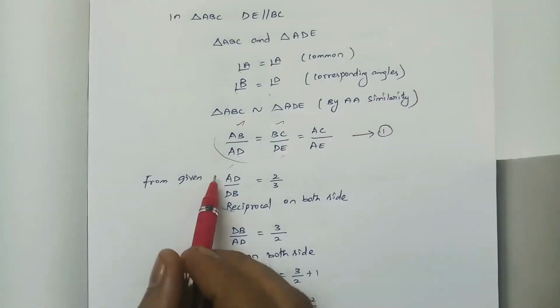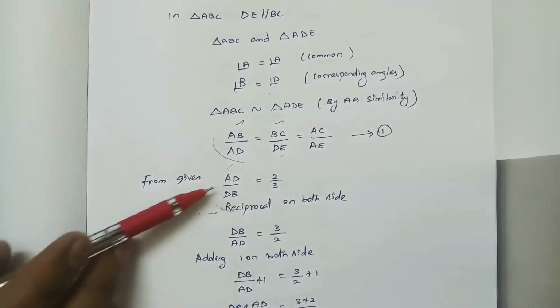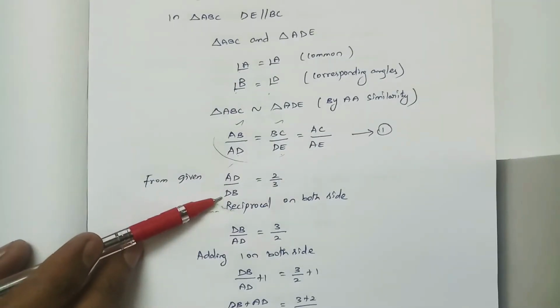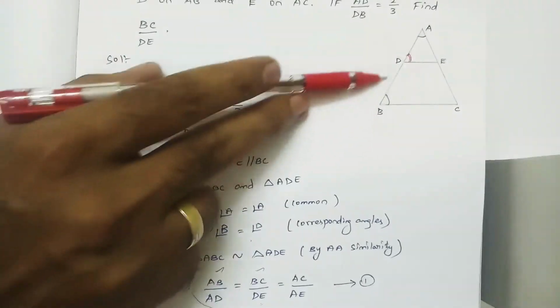See, from the given, what is given? AD by DB is equal to 2 by 3. AD is a part of side AB, and DB is also a part of side AB.